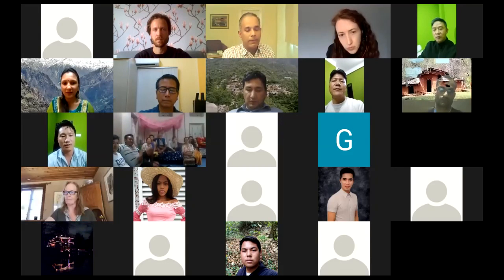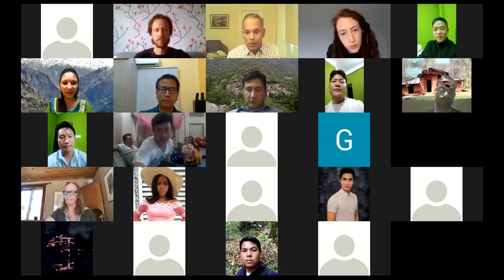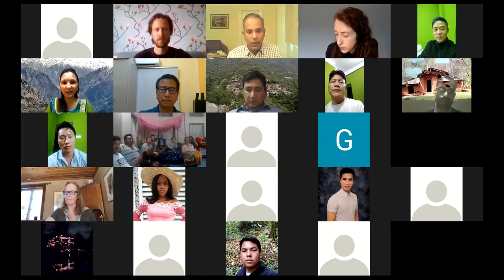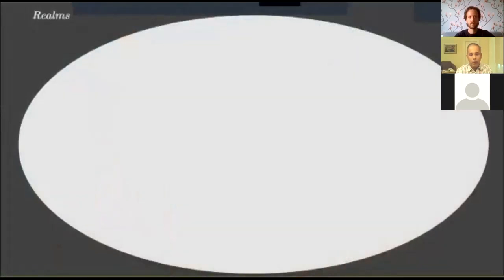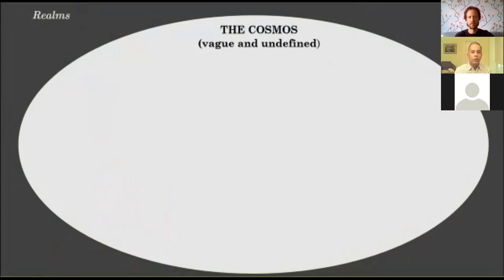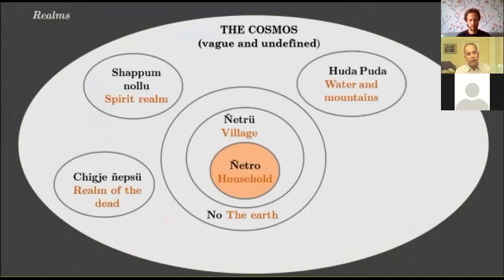rituals came into being. What do we learn from this story? What do we gather from this story? I'd like to share the screen again. So the story doesn't state the whole cosmology of the Hrusso Akas, but this is what we can gather. First of all, Hrusso Aka worldview sees the entire cosmos as being divided into different realms.